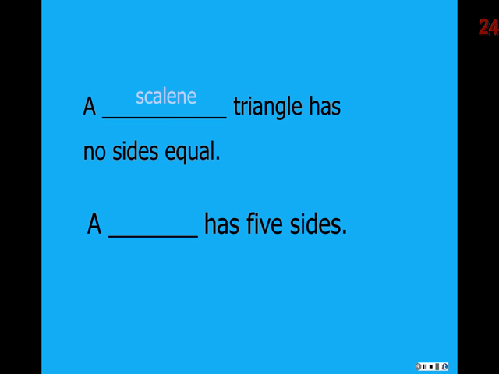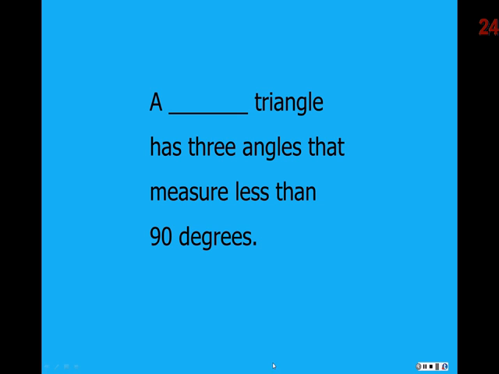Okay? All right, now down there on the second question. A blank has 5 sides. So what polygon has 5 sides? Pentagon. Finally, somebody remember something. Okay? A pentagon has 5 sides, just like the Pentagon in Washington, D.C.